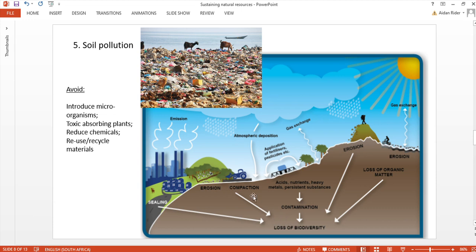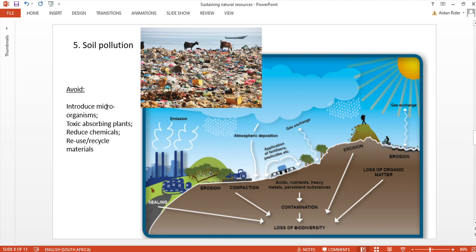All these things cause loss of biodiversity, more acids, nutrients, heavy metals, and so on. All of that causes pollution, and it causes a loss of organic material and, as I mentioned, loss of biodiversity. All of this means less food for us, fewer crops can be grown, fewer animals can be fed on the veldt. So how can we avoid soil pollution?